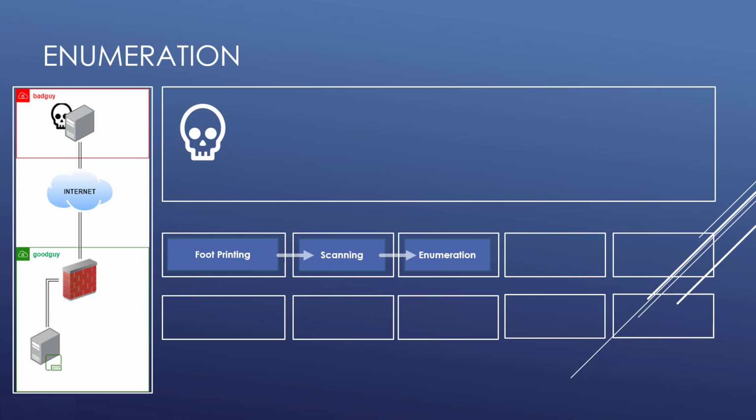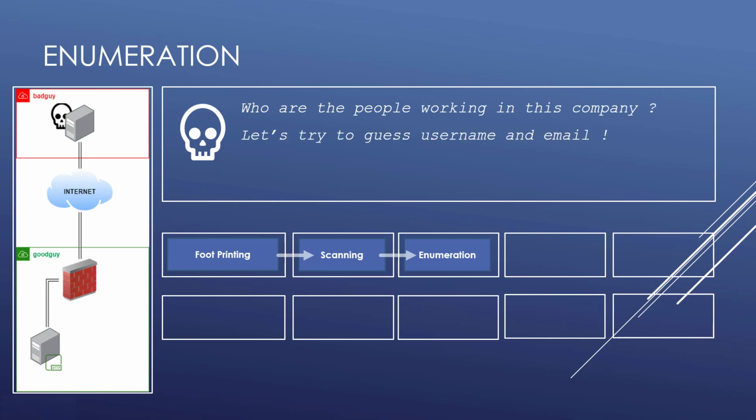Once they have an IP and a service, they will start the enumeration phase. This one is a bit tricky because they need to find accurate information to get in. Like, who are the people working in this company? And then they will try to guess usernames and emails, and maybe also to find an account password.